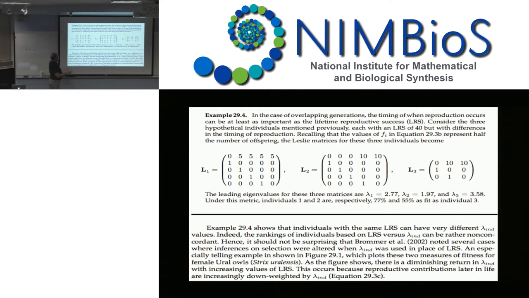Individual 2 waited until ages 4 and 5 to have 20 offspring each, so we take half of those. Individual 3 had offspring in ages 2 and 3. It may have lived a bit longer, but basically once you stop having offspring, we don't care. So for these 3 matrices, the eigenvalue for matrix 1 is 2.7. The eigenvalue for matrix 2 is a little bit under 2. The eigenvalue for matrix 3 is about 3.6. So highest fitness, next highest fitness, lowest fitness.